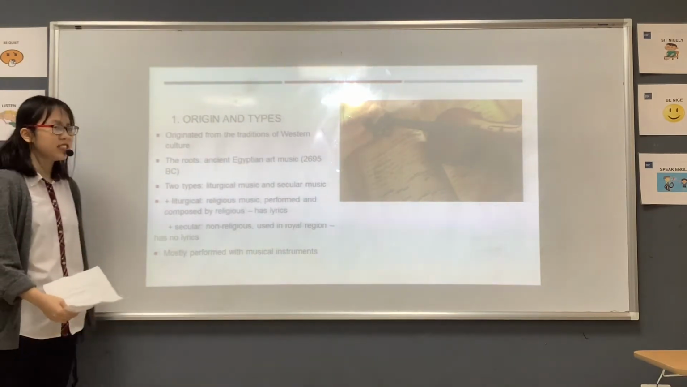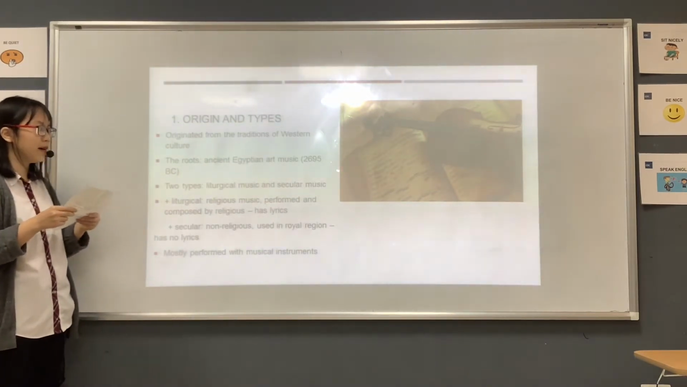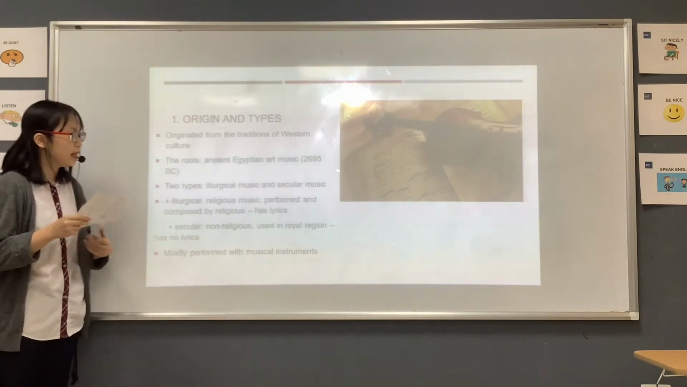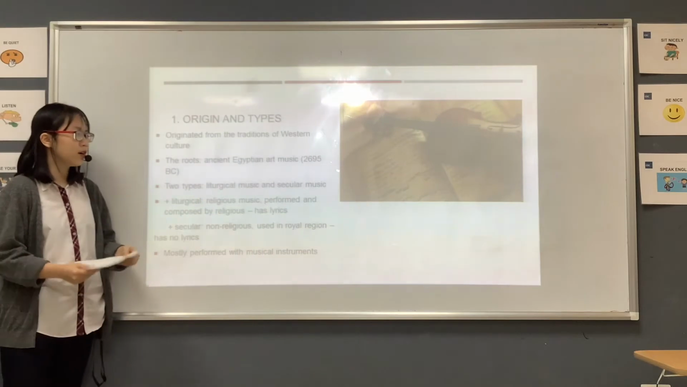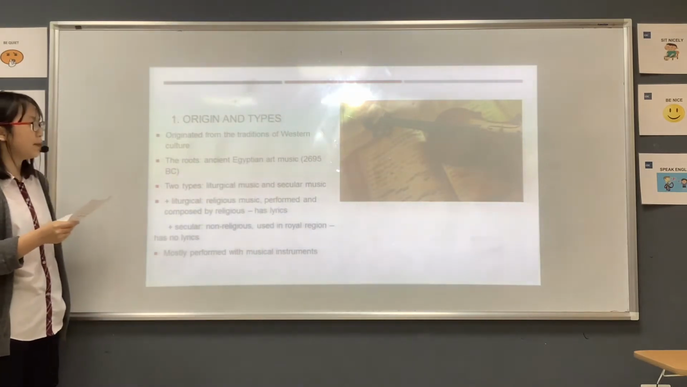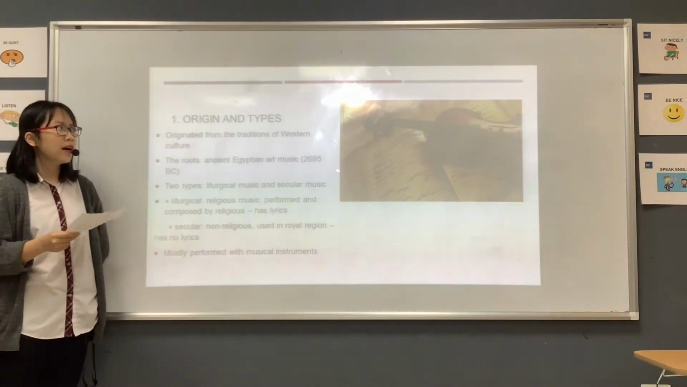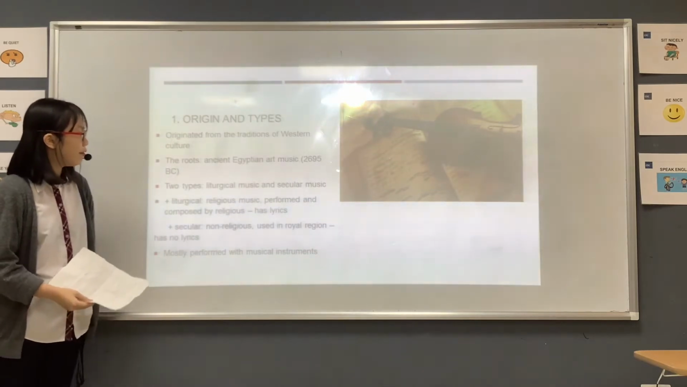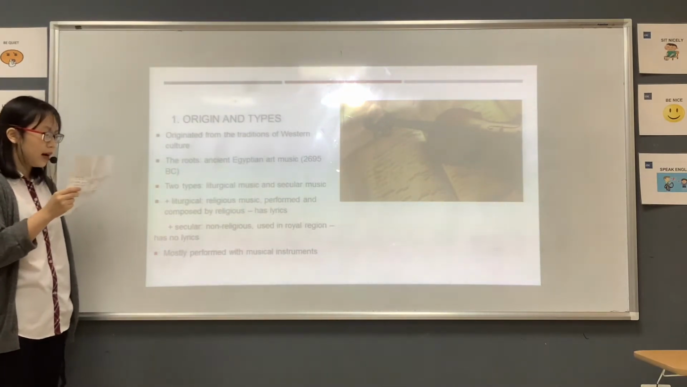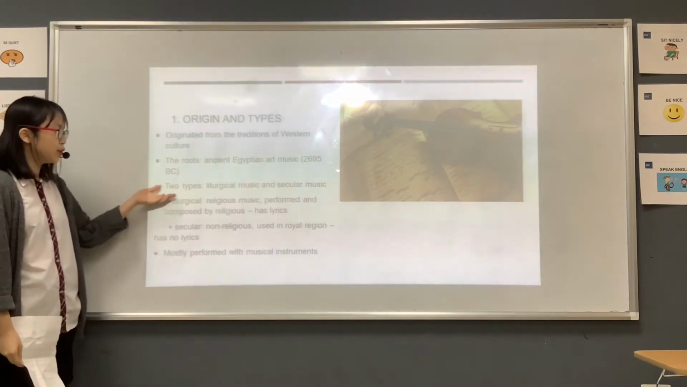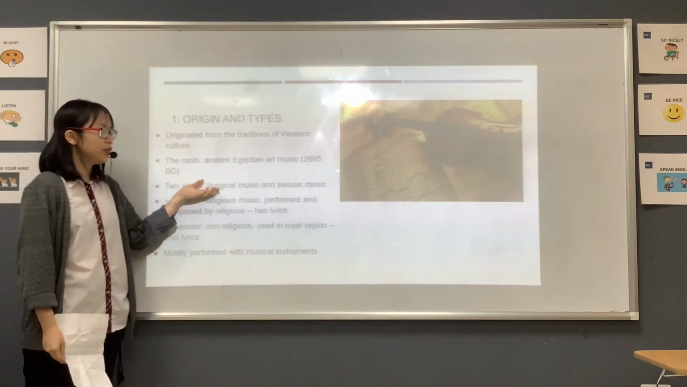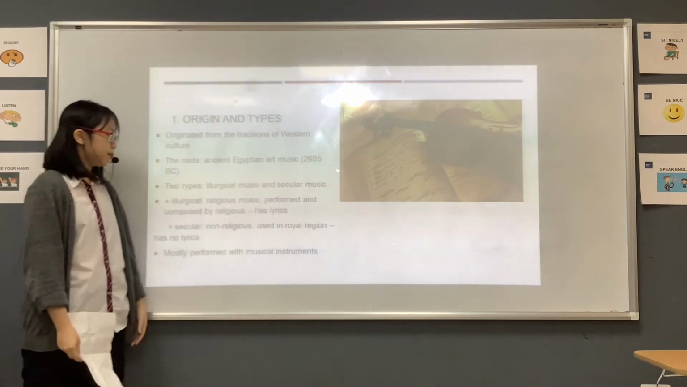Second, it is suggested that the roots of ancient music lie in ancient Egyptian art music and the orchestra, which date back to 2695 BC. As I said before, classical music has two types: liturgical music and secular music.